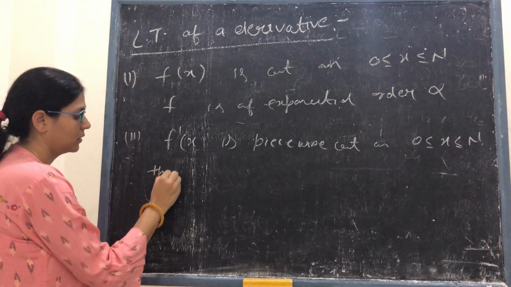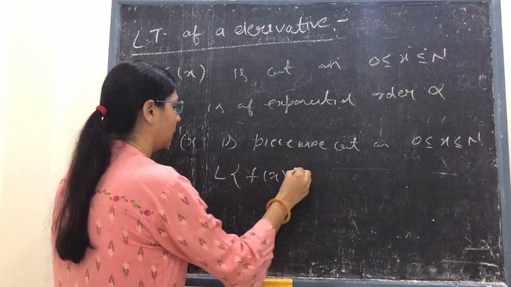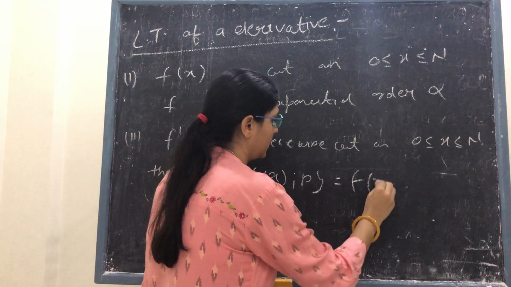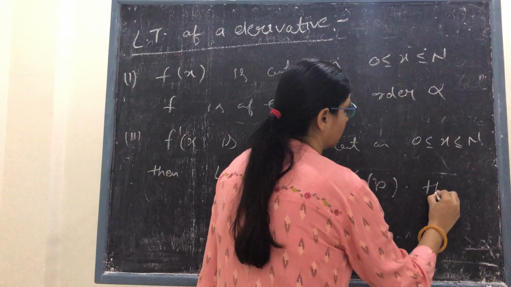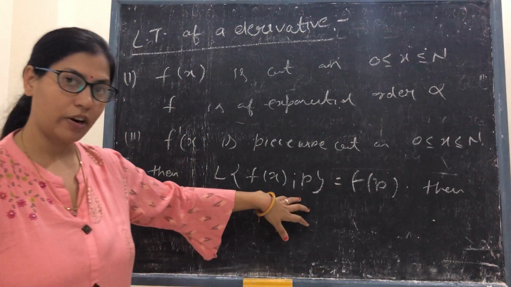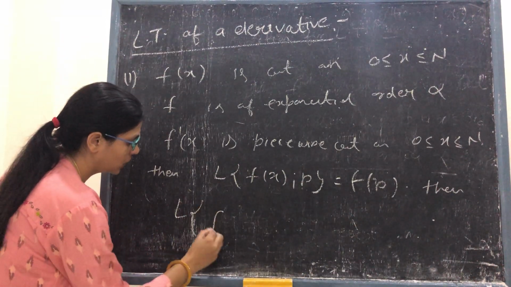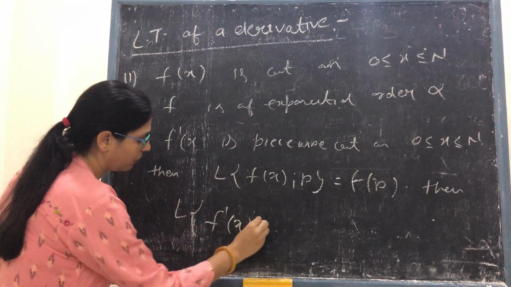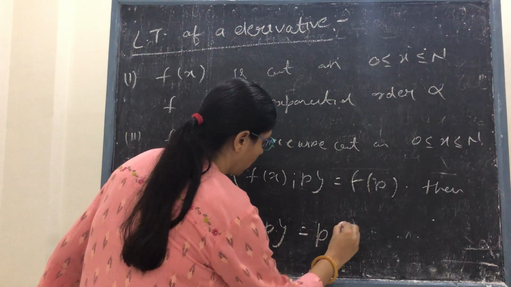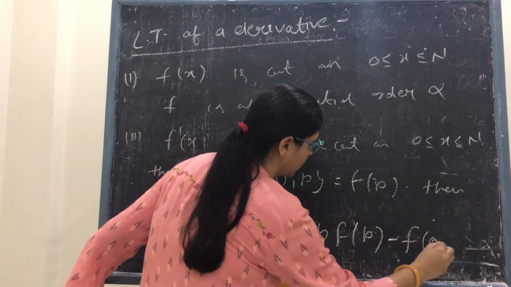Then if we say the Laplace transformation of function f(x) is defined by F(p), then the Laplace transformation of the derivative of the function f(x) is p times F(p) minus f(0).